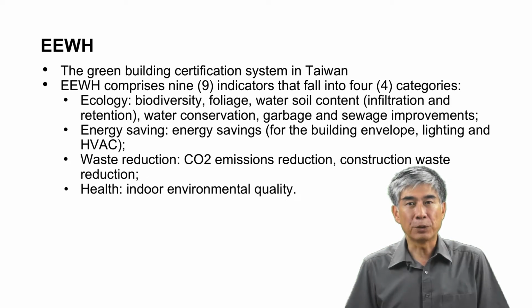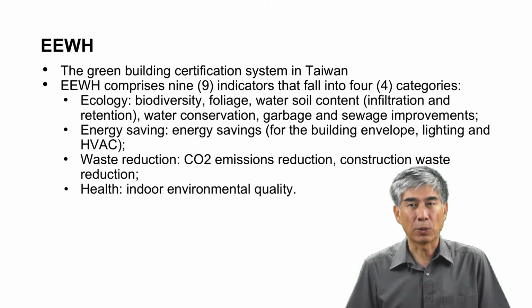There are several green building certification systems in the world. For example, LEED from the US, BREEAM from the UK, etc. Let us use the green building certification system in Taiwan, called EEWH, as an example to demonstrate what aspects are usually concerned in green buildings. We can see the system comprises 9 indicators that fall into 4 categories: ecology, energy saving, waste reduction, and health.